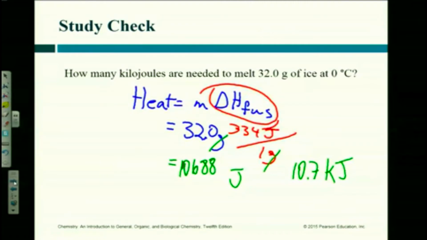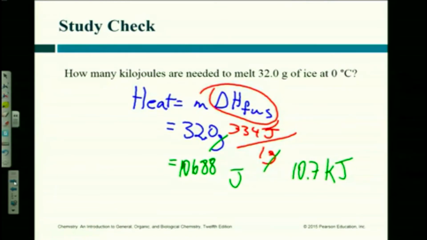One more. All we gotta do is multiply 2 numbers together. This is easier than what we were doing before, isn't it? So this says it would take 10.7 kilojoules to melt 32 grams of ice.